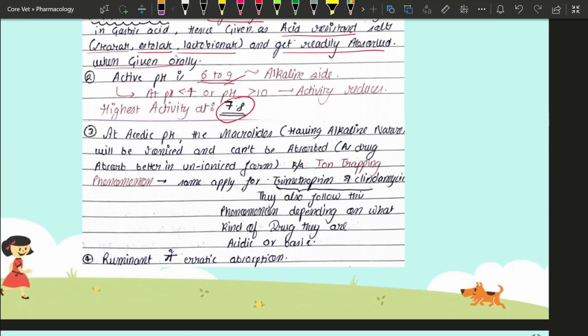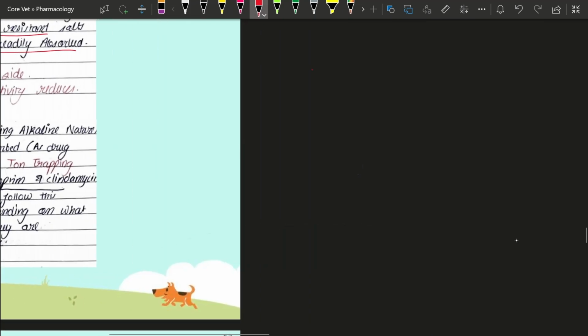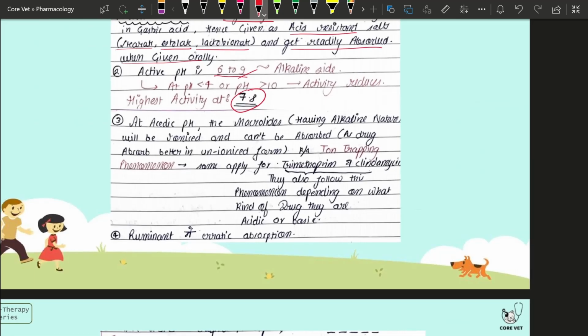And the next thing: I had told you that if something is ionized, absorption is less. You studied that in pharmacokinetics also. And if something is unionized, absorption is more. In a similar fashion, at the acidic pH, the macrolide tends to ionize itself. If a certain drug is going to ionize, obviously it won't be absorbed efficiently.